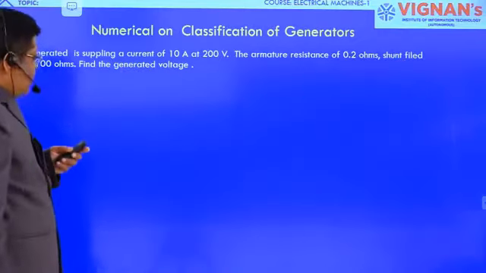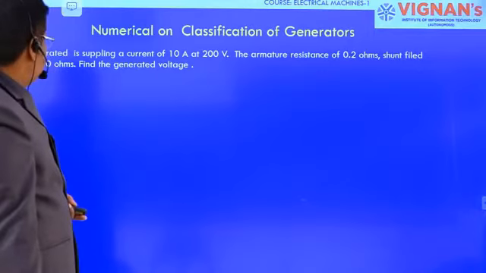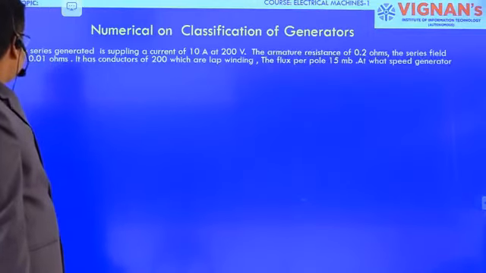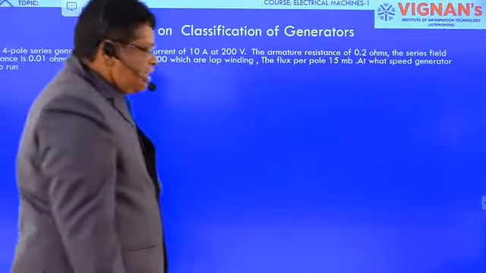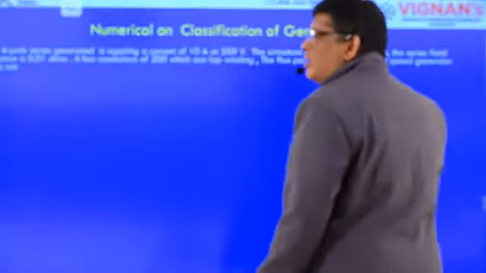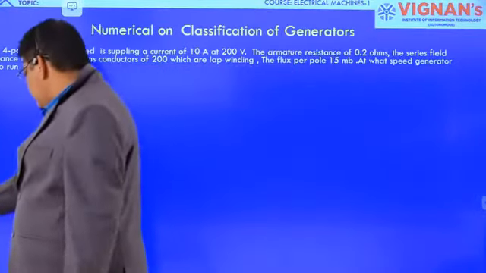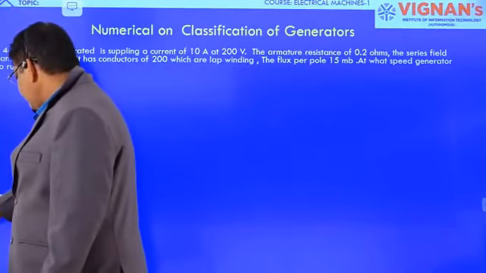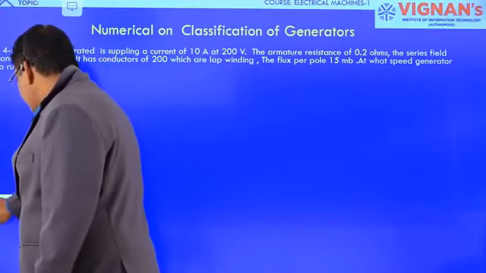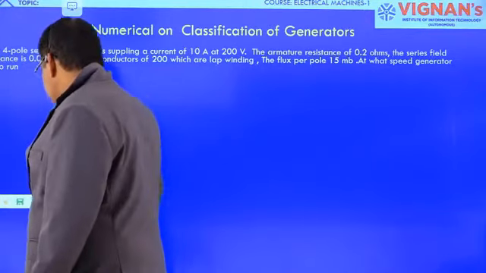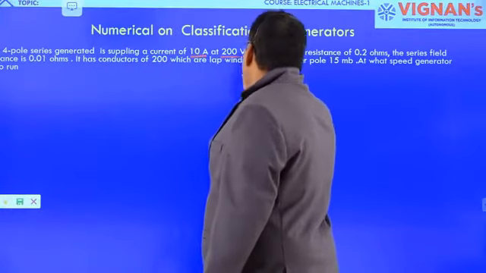Now we are going to see the next problem in the classification of generators. A 4-pole series generator is supplying a current of 10 amperes at 200 volts.